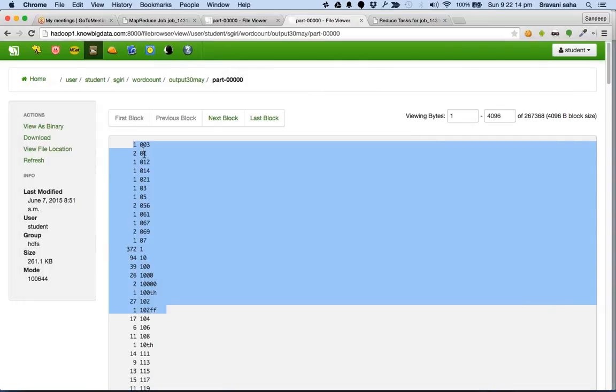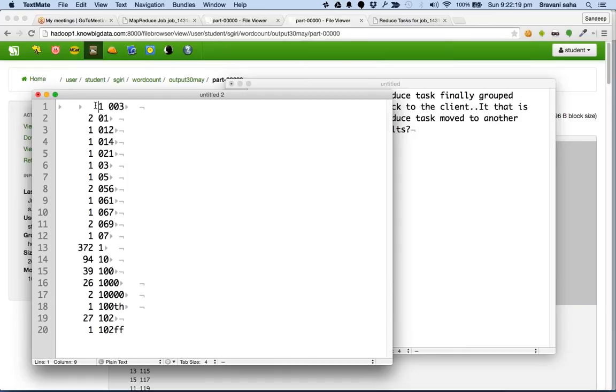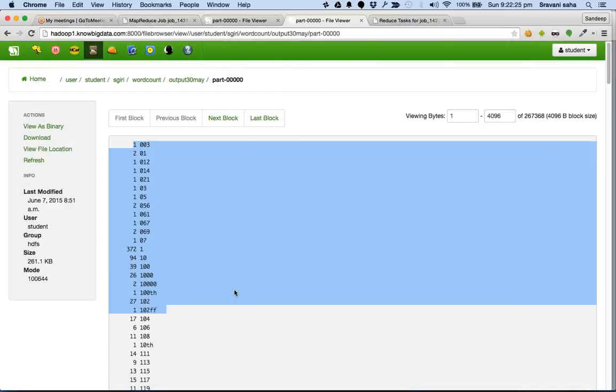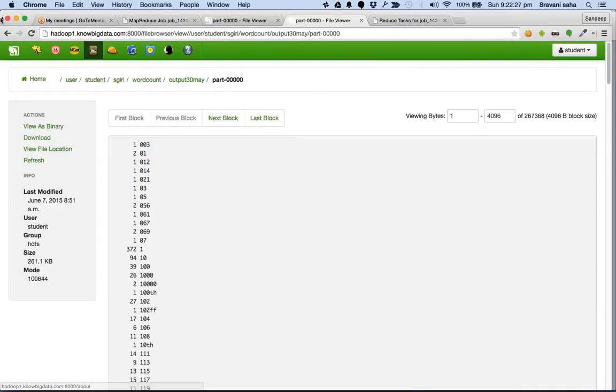Let me just leave it the way it is. So you can see that this is my part one from the first reducer. Now the second reducer, let me have a look.